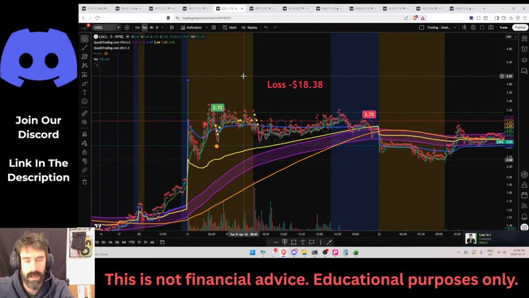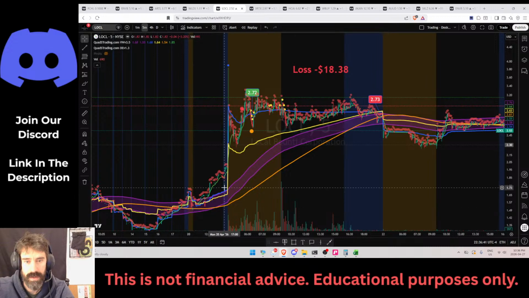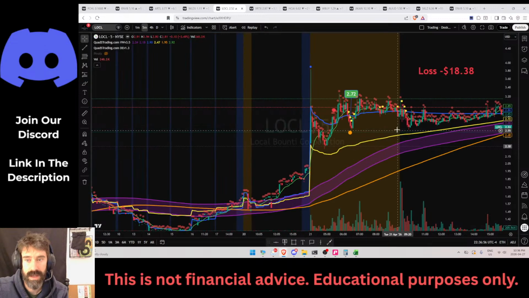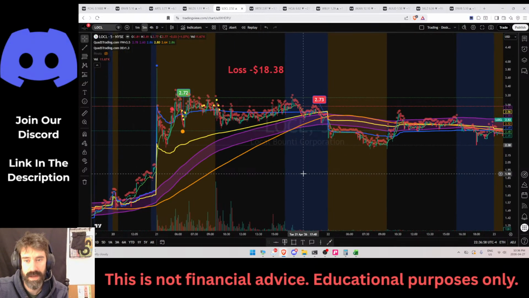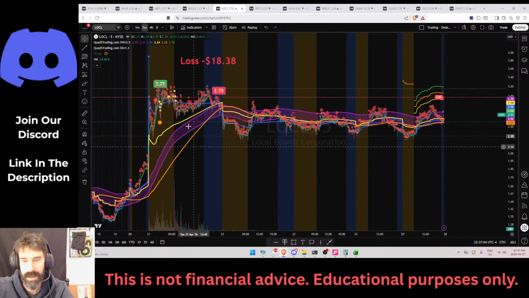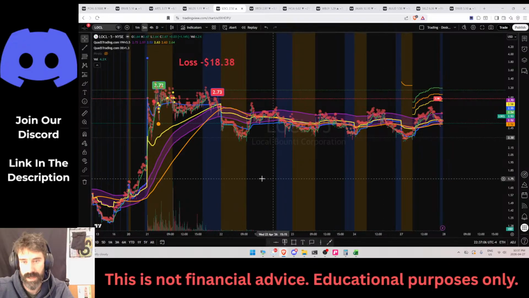Then we have this one here, LOCL. This one here pops up. This was our scanner. It did a VW2. So pump number 1, it comes down, comes back up. Pump number 2, close below the VWAP. This is the close. This is your entry right here. And this one here unfortunately did not fade, but we covered at the end of the day for a very small loss. Paper, little bit paper cut. And it's just hovering in this range here.